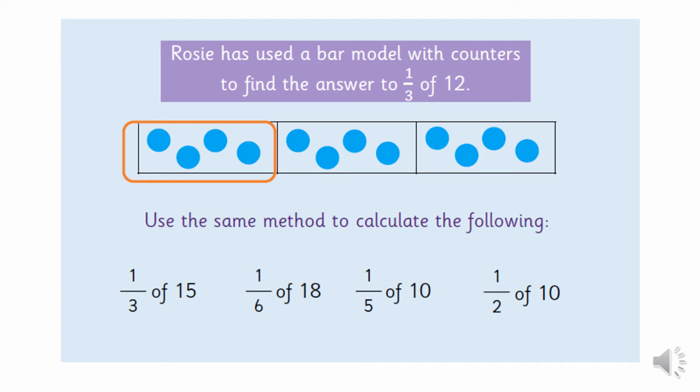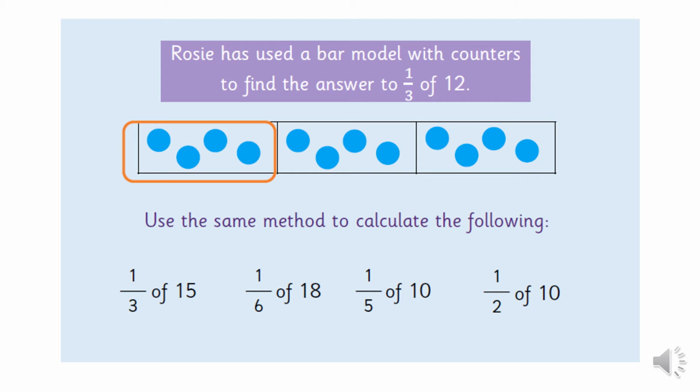We can also show this using a bar method. So Rosie has used the bar model with counters to find the answer to a third of 12. So she used the rectangle. She split it into 3 equal sections because we're dividing by 3. And then she placed the number of counters into each one equally, showing us that we have 4 in one group.